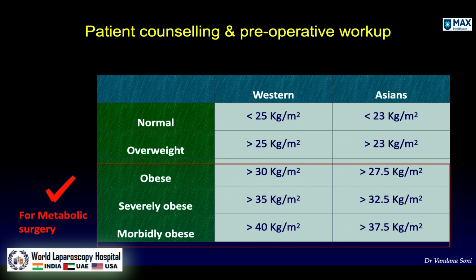So for patients who are prone to these metabolic complications, the BMI level at which the indication for surgery applies has been lowered, both for Caucasians and for Asians, to more than 30 kg per meter square for Caucasians and more than 27.5 kg per meter square for Asians. Again, somebody had asked, it is the American Diabetes Association guidelines which have said that patients with type 2 diabetes who are poorly controlled on medical management are eligible for bariatric or metabolic surgery.